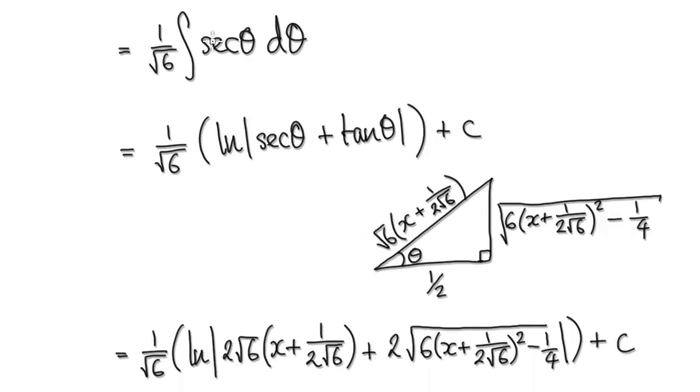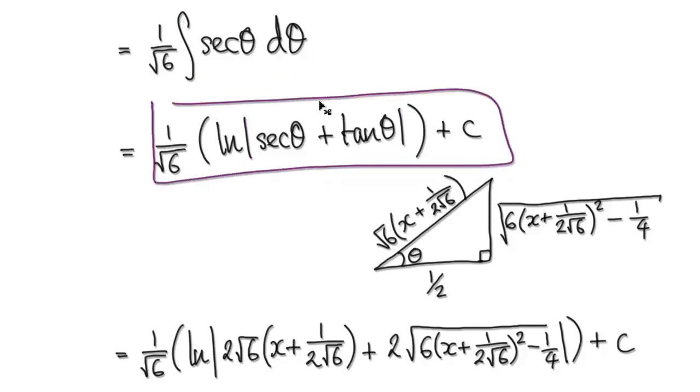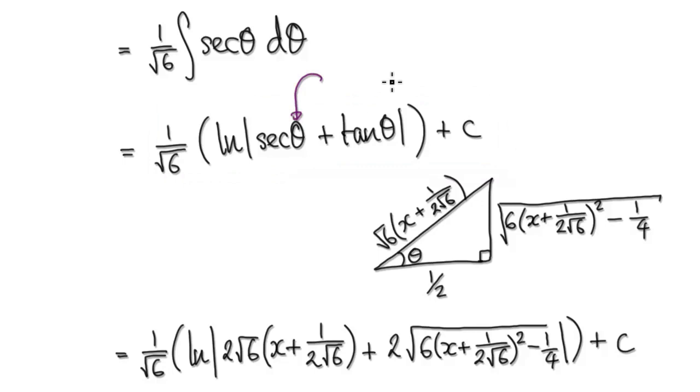And I'm expecting you to know how to integrate this by now. So when you integrate this, if you can't remember this, then look it up. But I'm expecting you to know that when you integrate secant theta, it gives you natural log absolute secant theta plus tan theta. So integrating this whole thing here, that will then give us this thing here. But we don't want the answer in terms of theta. We want it in terms of x.